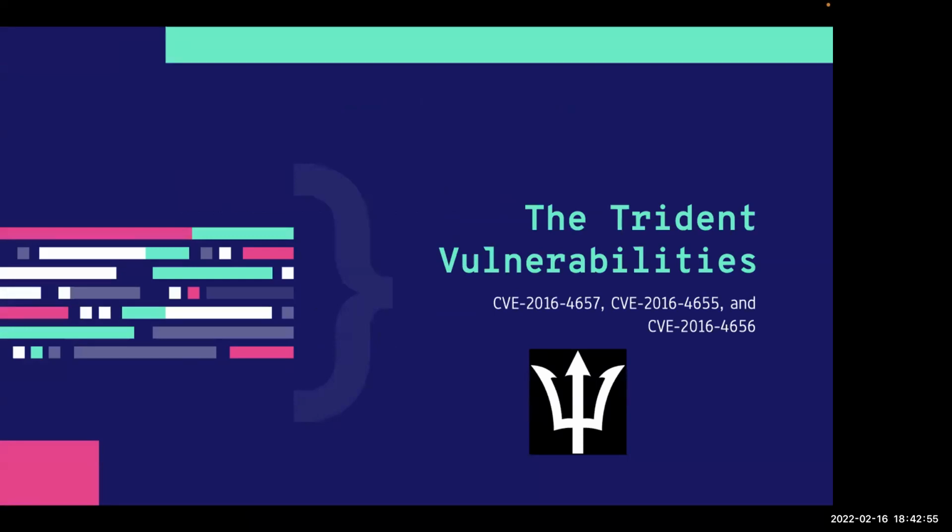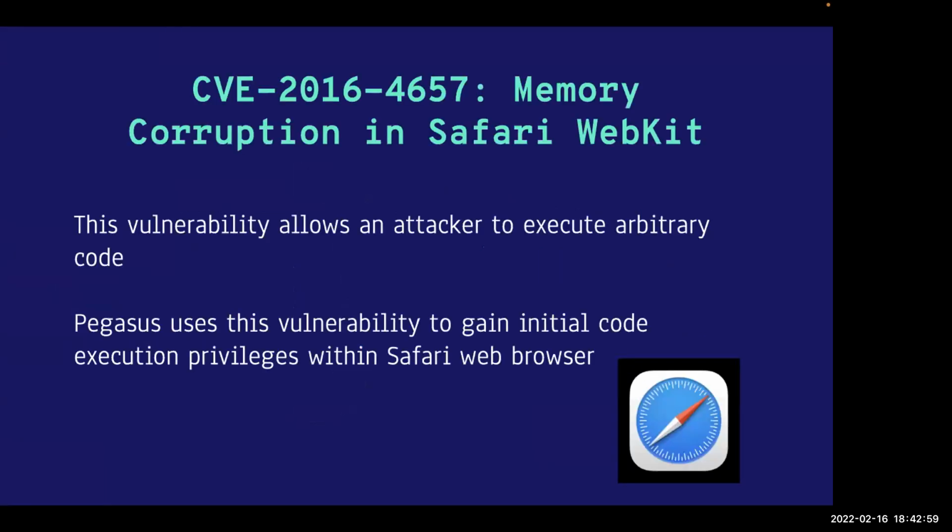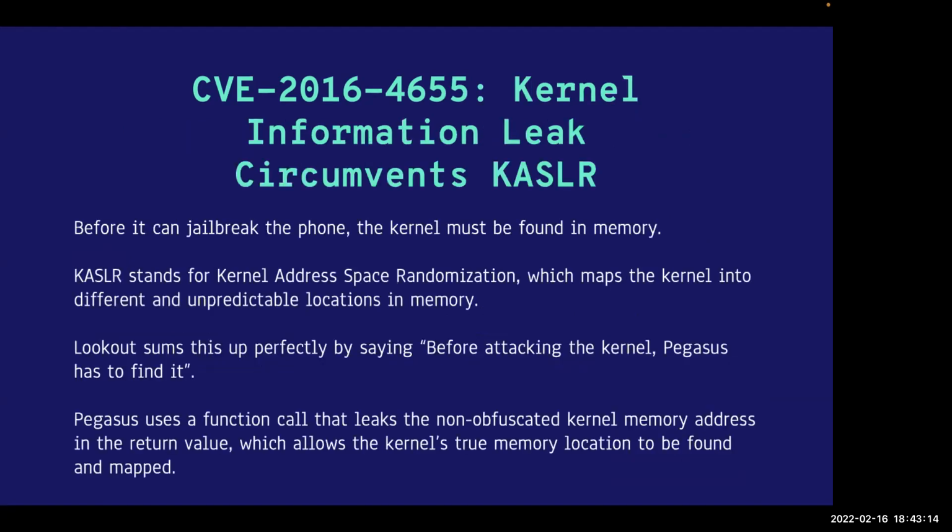They initially called these the Trident vulnerabilities since it was 3 that were chained together. And we're going to look a little further into them. The first one was the one that exploited Safari WebKit, and it used a vulnerability to gain initial code execution privileges within that Safari web browser itself. And the second one was the kernel information leak that circumvents KASLR, which Apple had implemented in their device.